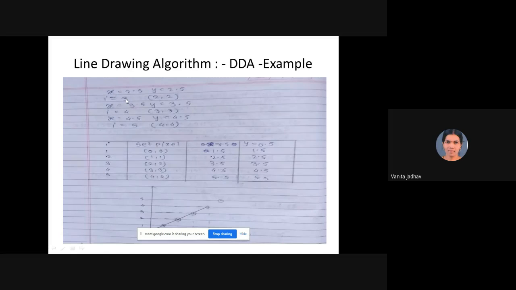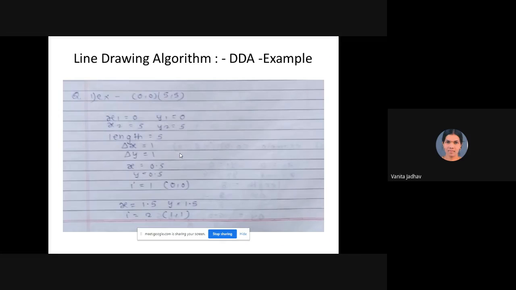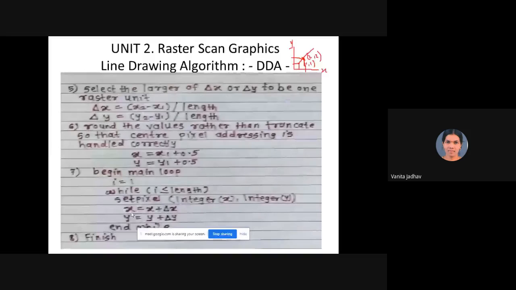I is equal to 3, and I will plot the pixel 2, 2. So integer of 2.5, integer of 2.5, that will be 2, 2. Got it? Okay, so after 2, 2, again what are we doing? Again we are incrementing the value. So this is 2.5 plus 1, 2.5 plus 1. So x becomes 3.5, y becomes 3.5.